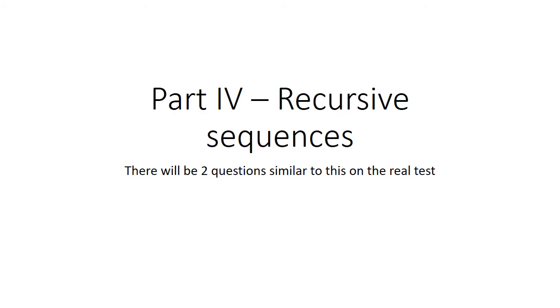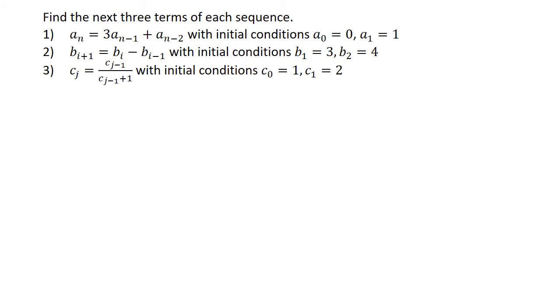Okay, let's do part 4, recursive sequences, and there will be 2 questions like this on the test. Okay, so for the first part, we just have to find the first 3 terms of each sequence. So let's do number 1. For number 1, we have that A0 is 0 and A1 is 1. So we want to find the next 3. That means A2, A3, and A4.